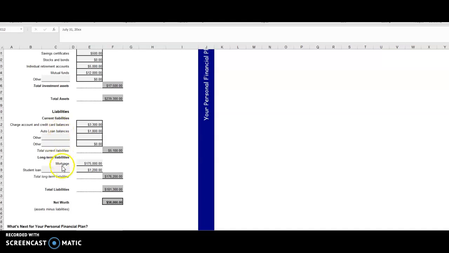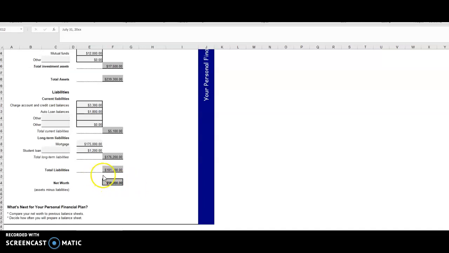So our long-term liabilities are mortgage. We owe $175,000 on our house. We have a $1,200 student loan that we have to pay off over time. So we have total long-term liabilities of $176,200. So our total liabilities would be, in this example, $181,300. So if we look at our total assets, $239,300, and we subtract our total liabilities, $181,300, we have a positive net worth of $58,000.